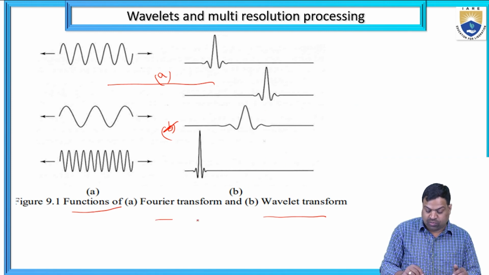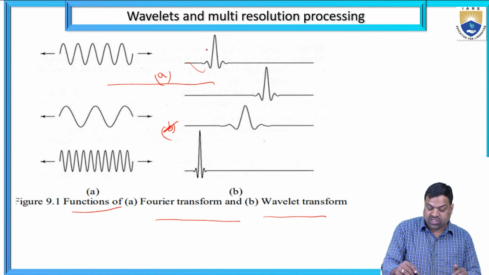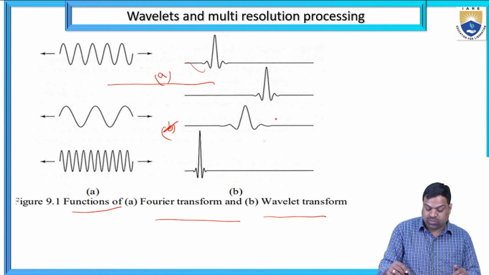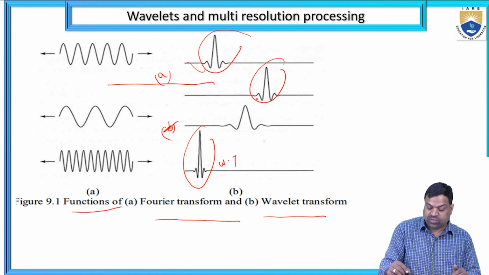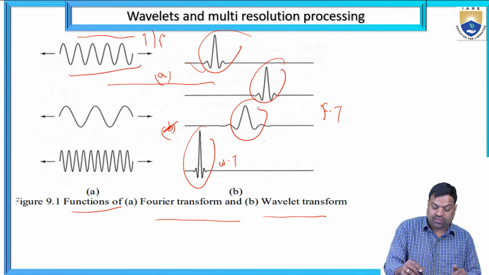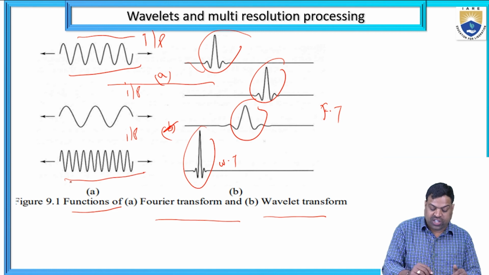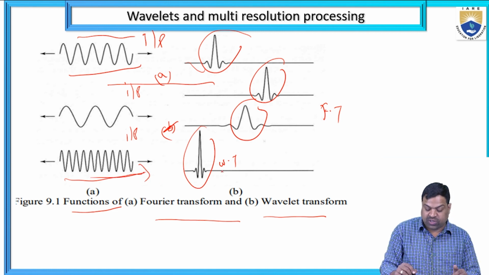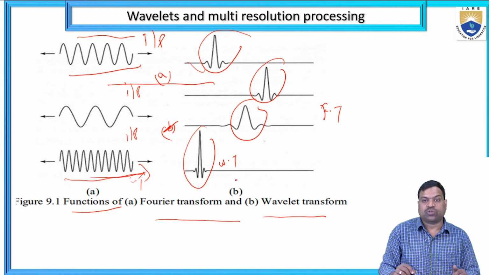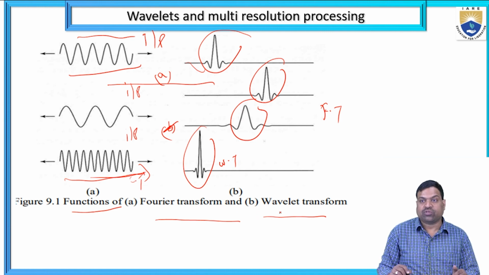What we call the Fourier transform is this equation. The second one is a wavelet transform. These are the Fourier transforms. It is the input signal. The input signal is a continuous waveform. So the continuous transform is converted to the wavelet transform. So these are the functions of the Fourier transform and wavelet transform.